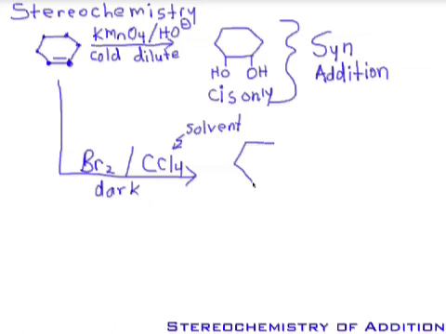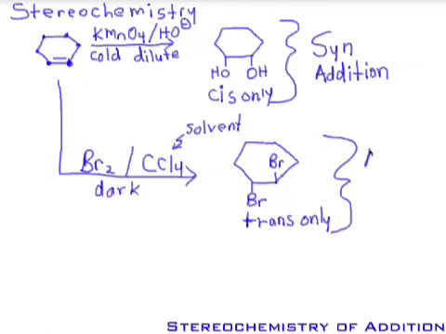What happens is the bromines add across the double bond. But guess what? In this case, the addition is trans. We get trans product only. This is called anti-addition.